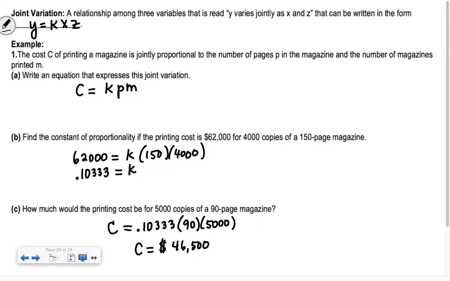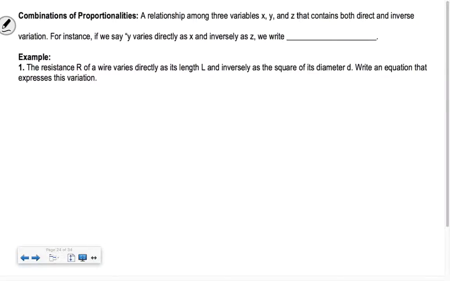Okay. And then the very last thing we have are combinations of these. So maybe something varies inversely as one thing, but directly as another. Okay, so it says a relationship between three variables x, y, and z that contains both inverse and direct. So there's lots of different examples of this, but if I say y varies directly as x, I would have kx, but then also inversely as z. I don't write a second equation. I've put this on the test before and people try to write two equations. It all goes together. So and inversely as z, where do you think we put z? Just down here, right? So it's all together. So directly as x, but inversely as z. So x is on top with the k, and z is on the bottom.